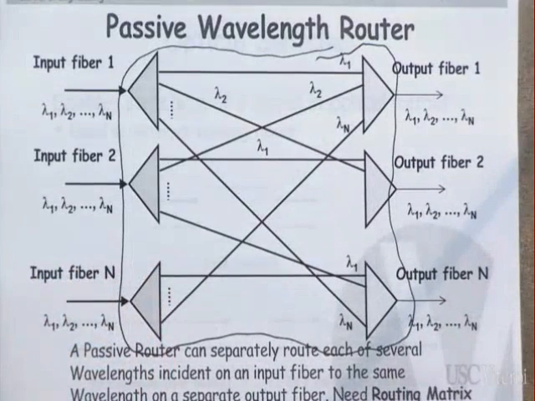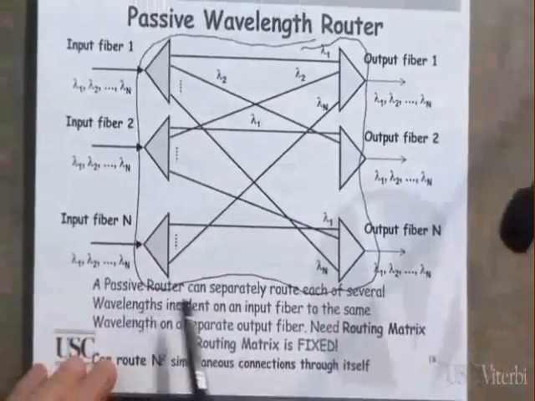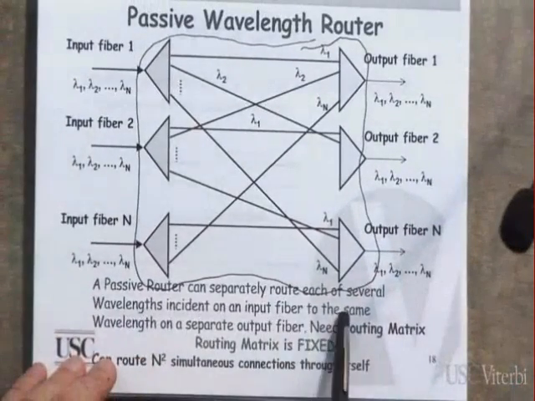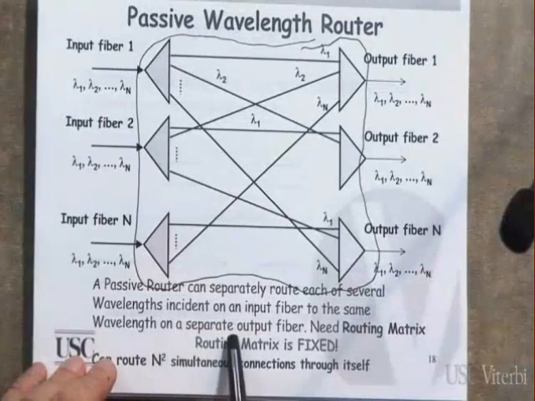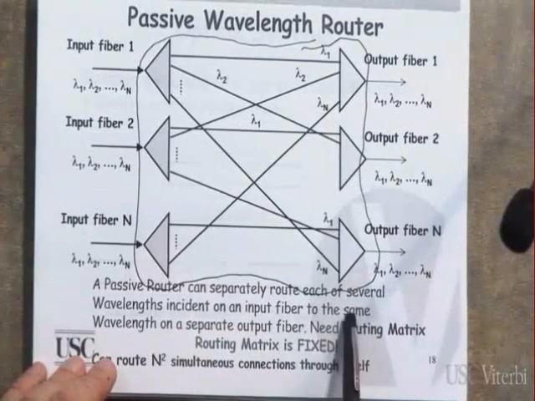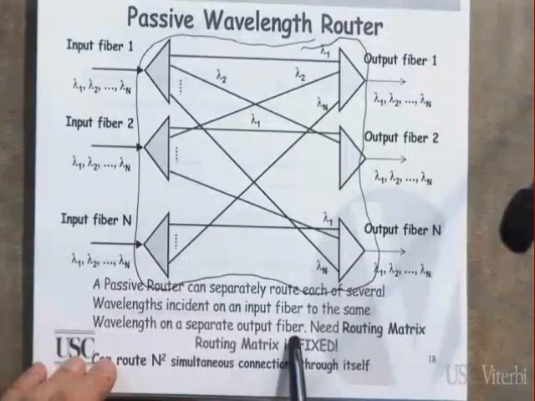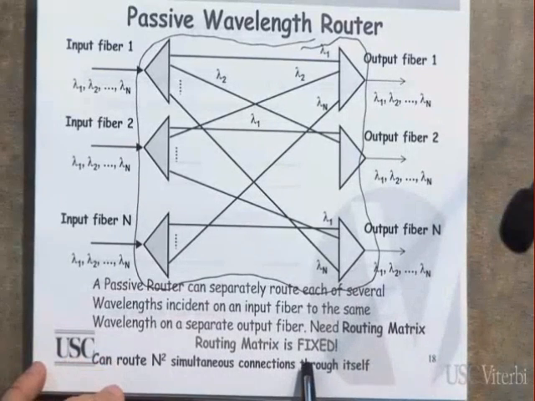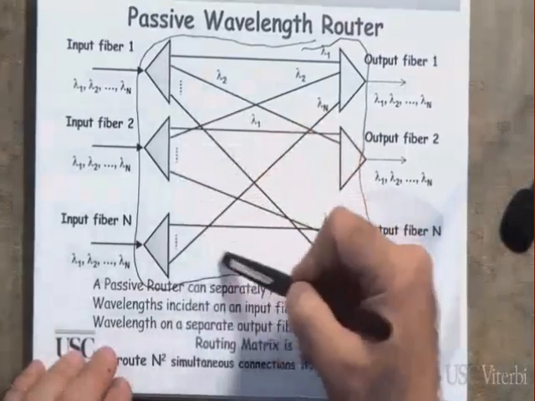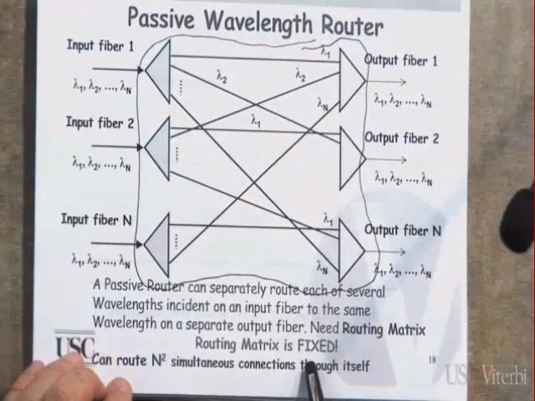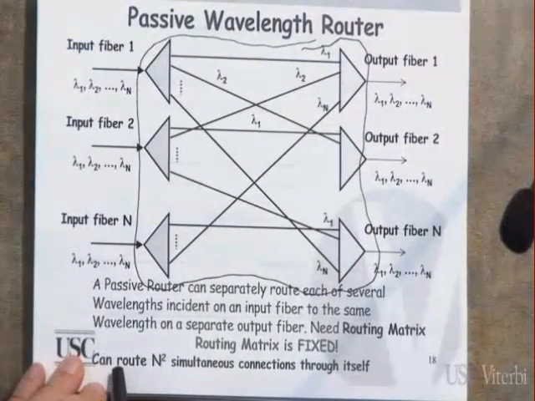Okay. This is what is known as a passive wavelength router. The wavelengths incident on the input fiber go to the same wavelengths on a separate output fiber. We need a routing matrix, and the routing matrix is fixed. Once you decide on a routing matrix, it is fixed.